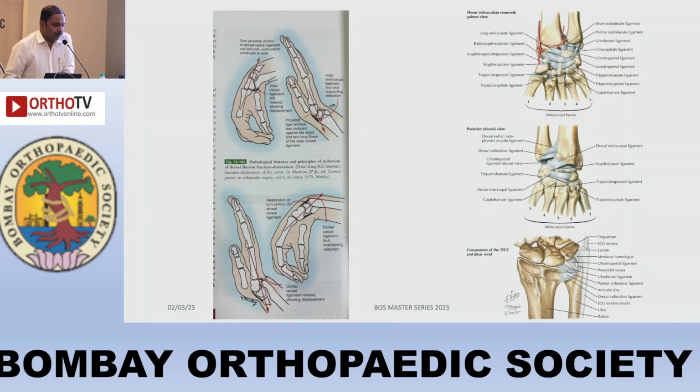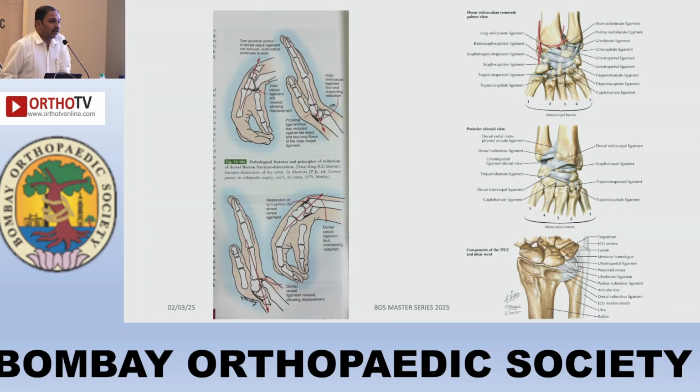This Netter's pictorial presentation on the right, on the dorsum and the volar, shows the extrinsic ligaments of the wrist. The top diagram shows the volar ligaments, the long and short radiolunate, and the radioscaphocapitate. These ligaments anchor the volar capsule and the volar articular surface. On the dorsum, in the middle picture, there is a dorsal intercarpal ligament and dorsal radiocarpal ligaments.